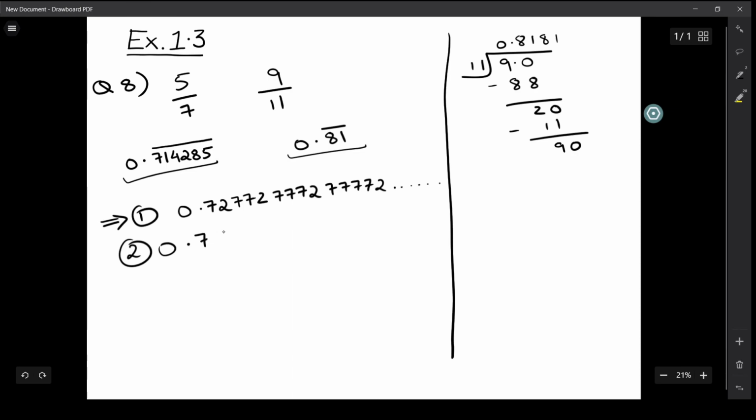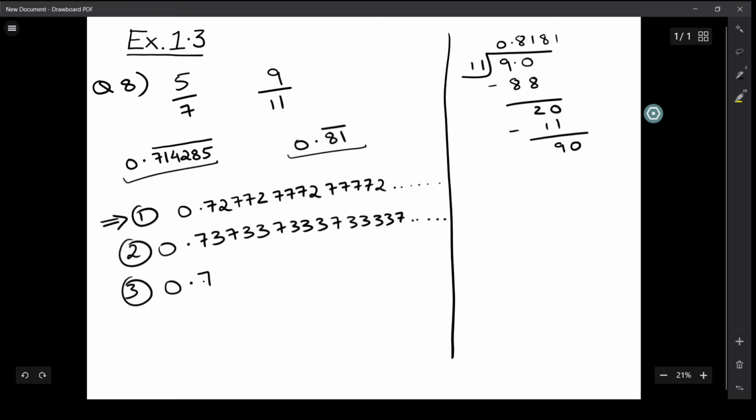Similarly, a second one could be 0.7373373, then 4 times 3, 5 times 3, and so on and so forth. Again, non-terminating, non-recurring, greater than the first number, less than the second number.